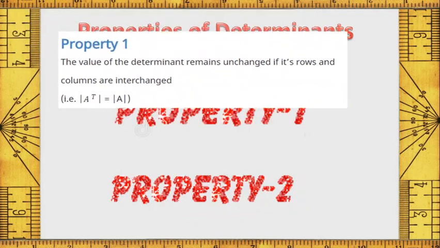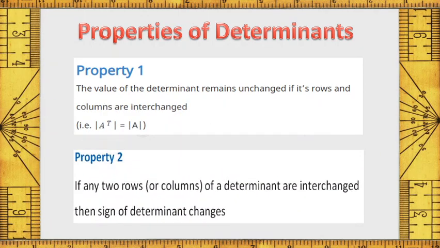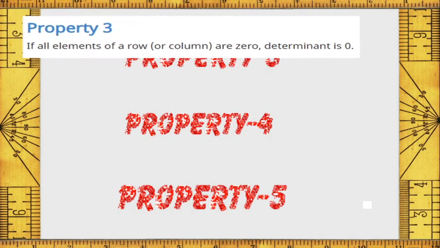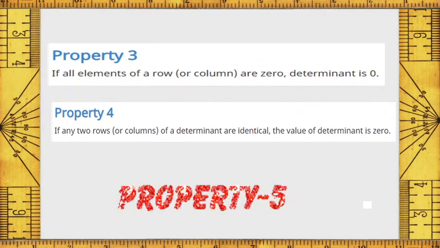A few more properties. Property number 1 says the value of determinant remains unchanged if its rows and columns are interchanged. Second property says if any two rows or columns are interchanged, then there will be a change in the value of determinant, and that change will be only the sign. Third property is if all the elements of a row or column are 0, then determinant is definitely 0. We have used this property in lots of questions. Fourth property says if any two rows or columns of a determinant are identical, then also in this case the value of determinant will be definitely 0.